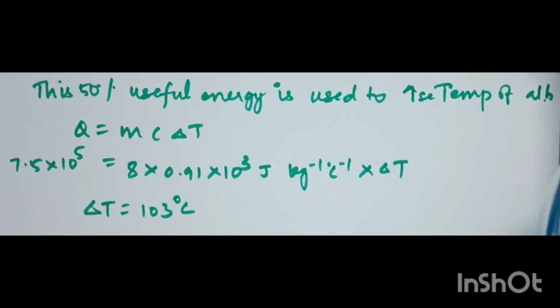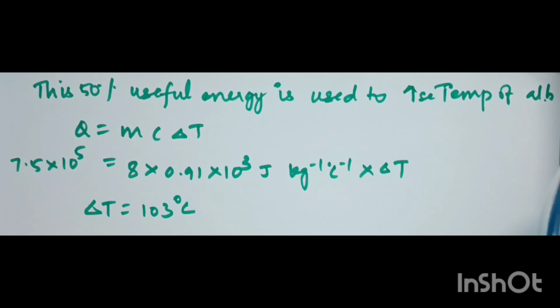And the 50% of energy which was useful, that is used to increase the temperature of that aluminium block. The rest is dissipated, and the remaining energy is used in increasing the temperature of that block. So we can use Q equals to mc delta T. So what is the Q? It is half of the energy, that is 7.5 into 10 power 5.